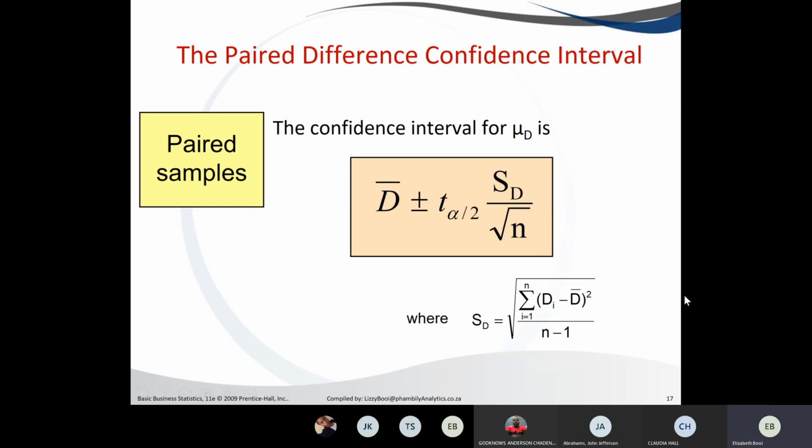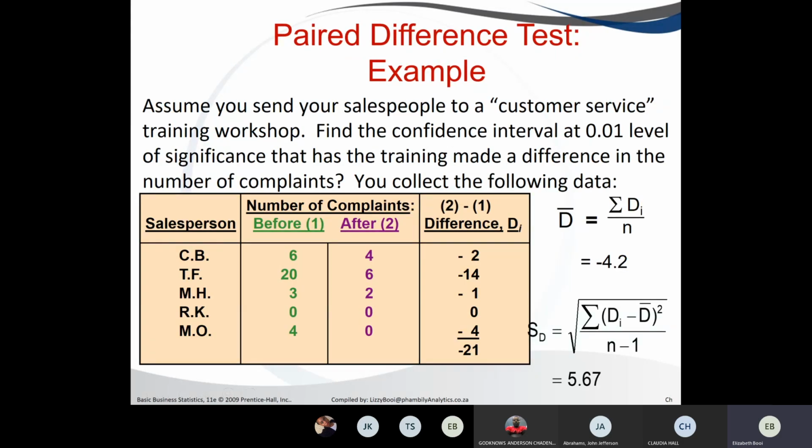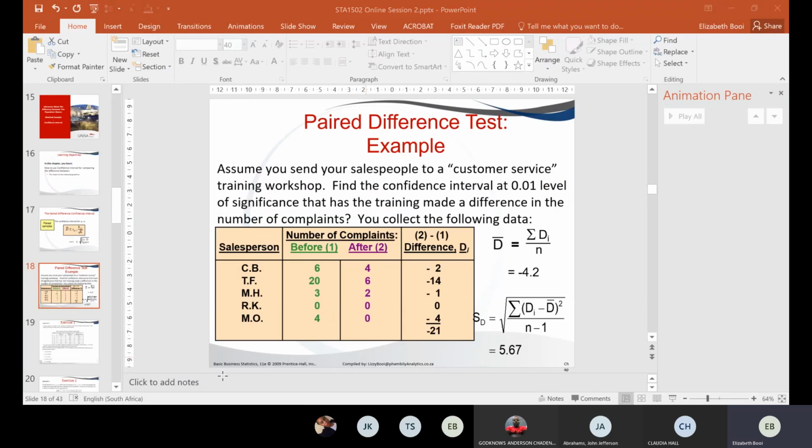So let's look at an example. We're going to use the same example that we had there. So we know that our mean difference is minus... I need to write this because I'm going to do a black screen. The mean difference is minus 4.2, and we know that our standard deviation, our SD, is 5.67. And we know that we went and found our critical value. Remember, we went to find the critical value, and we found the critical value to be 4.604. I'm not going to go again and do all the critical values, because we already did that. We know that it was T 0.01 with 4 degrees of freedom, and we found that it was 4.604.